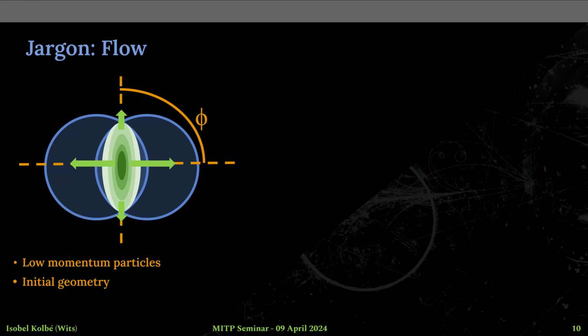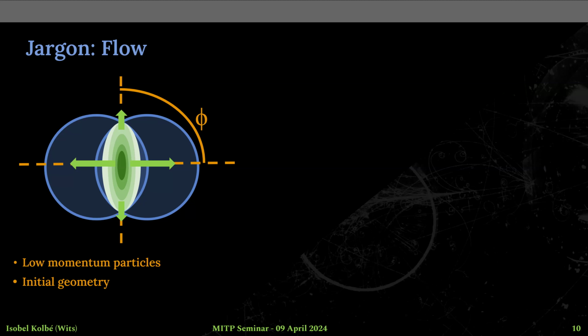But because it's an almond shape, you have steeper pressure gradients in this direction than in that direction. The pressure change is much faster in this direction than in that direction. Since the pressure gradient is proportional to the force on the particles, you have a much stronger force in this direction. So particles are pushed perpendicular to what is called the event plane much further, faster and harder, and in this direction, much slower.